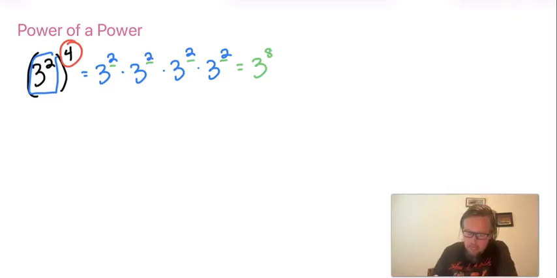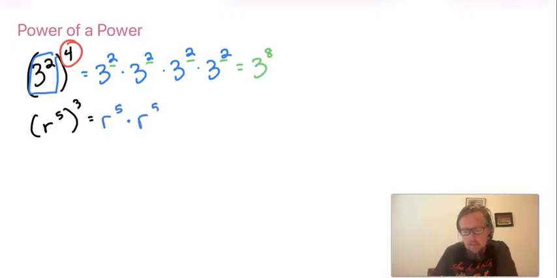Great, okay. It works exactly the same way with a variable. If I did, let's say, r to the 5th power to the 3rd power, we're raising r to the 5th to the 3rd power, which means do r to the 5th times itself 3 times. So r to the 5th times r to the 5th times r to the 5th. These all have the same base, which is r, so we can add the exponents. 5 plus 5 plus 5 is 15. So my answer is going to be r to the 15th power.